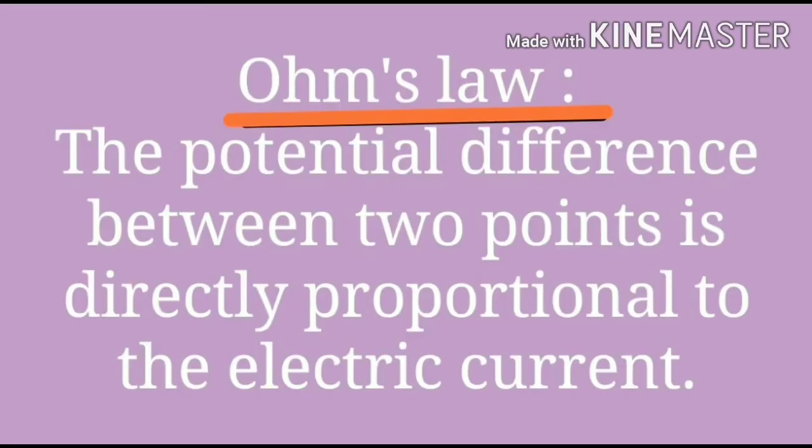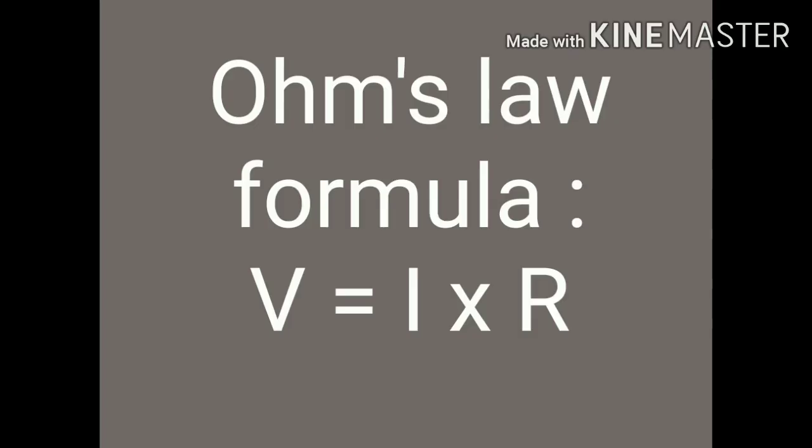Next, we have the very important Ohm's law. Ohm's law is defined as the potential difference between 2 points is directly proportional to electric current. It's a very important law. You have to learn this law by heart. Ohm's law formula is given as V is equal to I into R. V stands for potential difference, I represents current, R stands for electrical resistance.